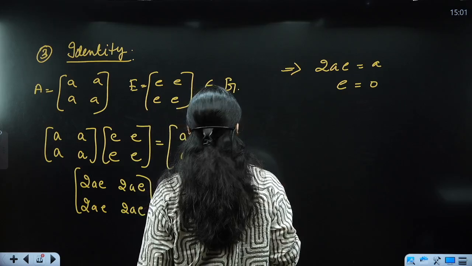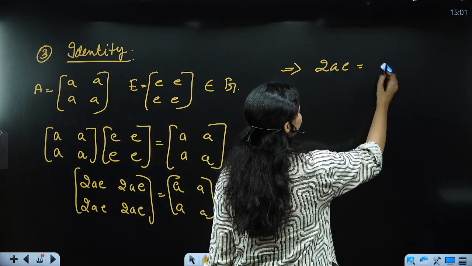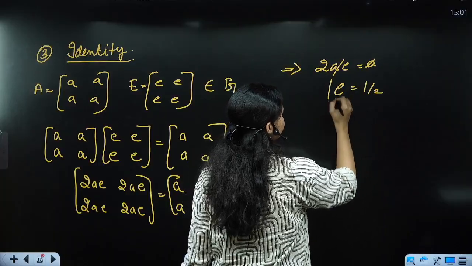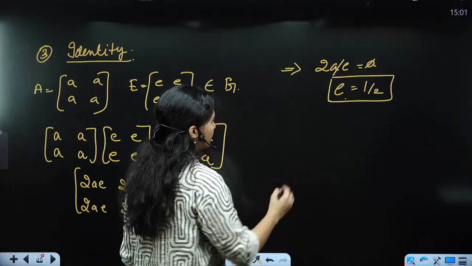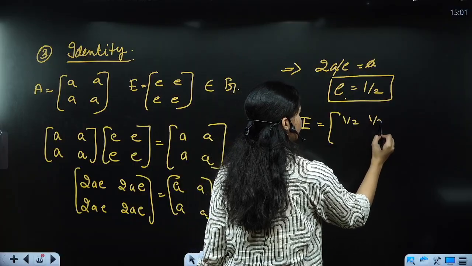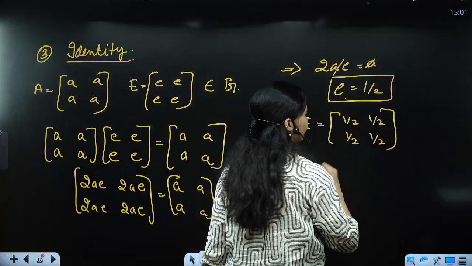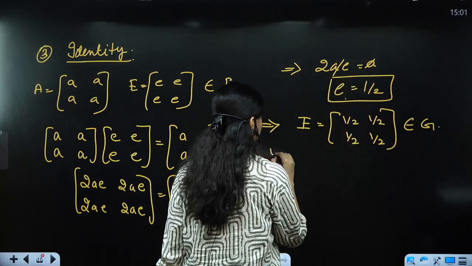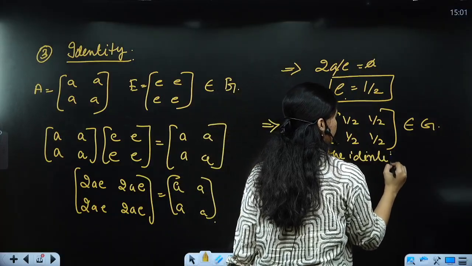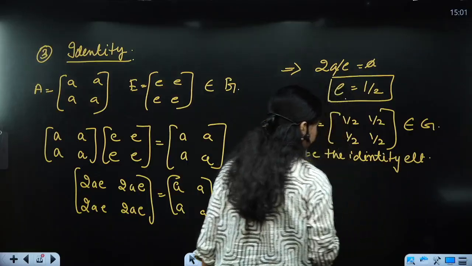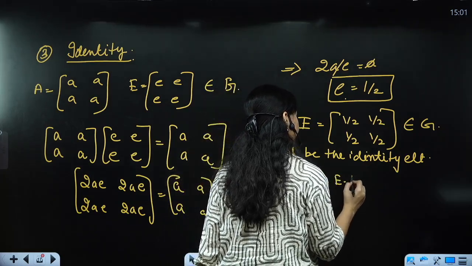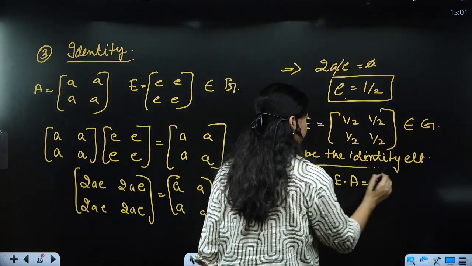AE, acha, this is going to be 1. Sorry. Okay. So A cancel, so E is going to be half, right? So this implies that E equals to half, and half belongs to G, will be the identity element, right? So A dot E equals to E dot A will be the identity element, right?